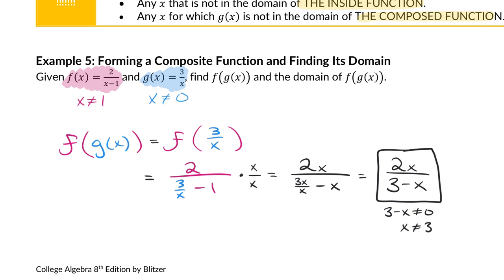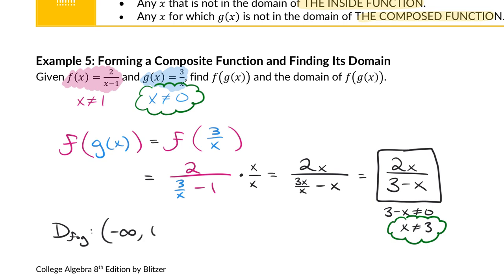I need to create a domain for this composed function out of two things. I need the restriction of the inside function, and I need the restriction of the composed function. I'm combining them together. One of them says x is not allowed to be 0. The other says x is not allowed to be 3. So we combine those together to write the domain of the composed function: we can use every single number except for 0 and 3. So again, the inside function, which for us was blue, and the composed function, which for us was in the black there.